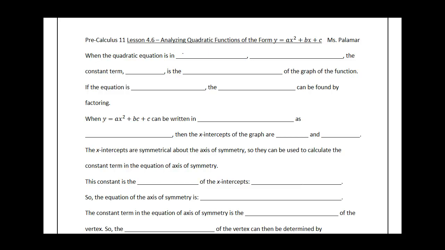When the quadratic equation is in general form, y equals ax squared plus bx plus c, the constant term c is the y-intercept of the graph of the function. If the equation is factorable, the x-intercepts can be found by factoring. I'll talk about whether or not an equation is factorable when we look at some examples.